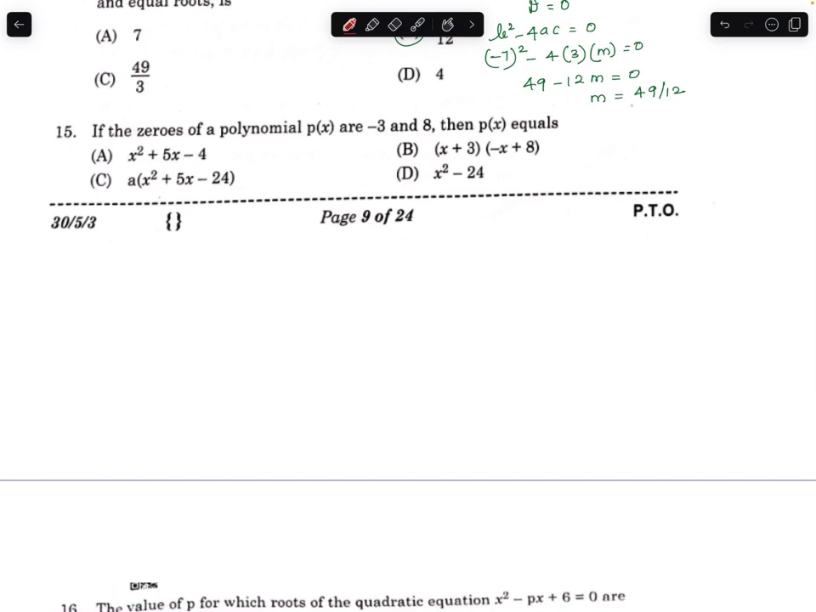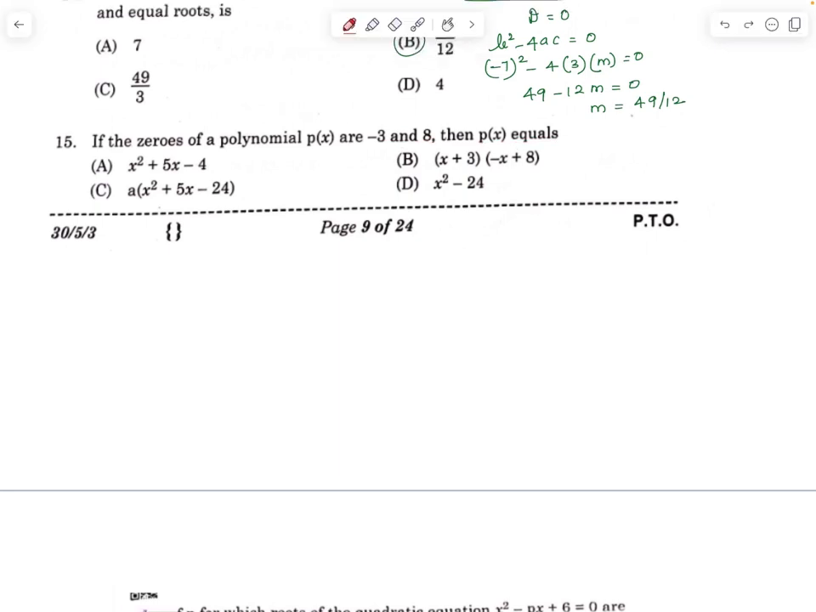Question number 15 says, if the zeros of the polynomial p of x are minus 3 and 8, then p of x equals? If we factorize options A, C and D, we will not get the zeros as minus 3 and 8. So we can eliminate all these three. Now taking B, x plus 3 is a factor, x minus 8 is a factor, which means that x is equal to minus 3 and x is equal to 8. So the right answer is option B.